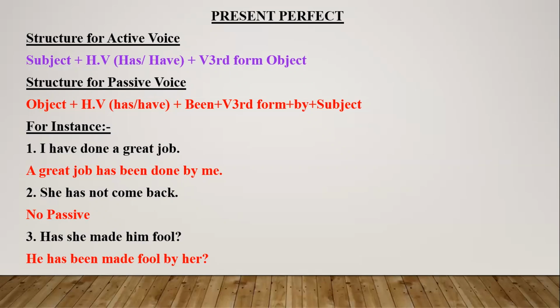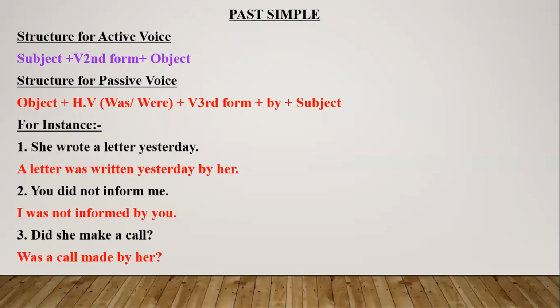Number three, has she made him fool? That is a question, so we have to convert it the same way. Fool and him both are objects. I have taken him as the object. So we'll go for him first. So, has he been made fool by her? Has he been made fool by her? That would be a question in present perfect tense. So we have done three tenses in passive: present simple, present continuous, present perfect. Now we are moving towards past tense.